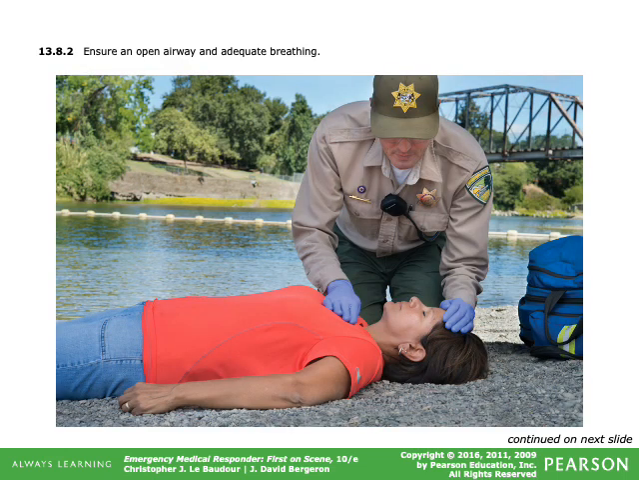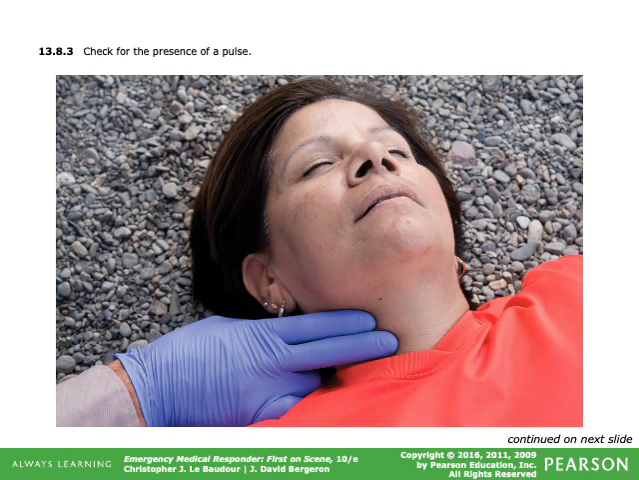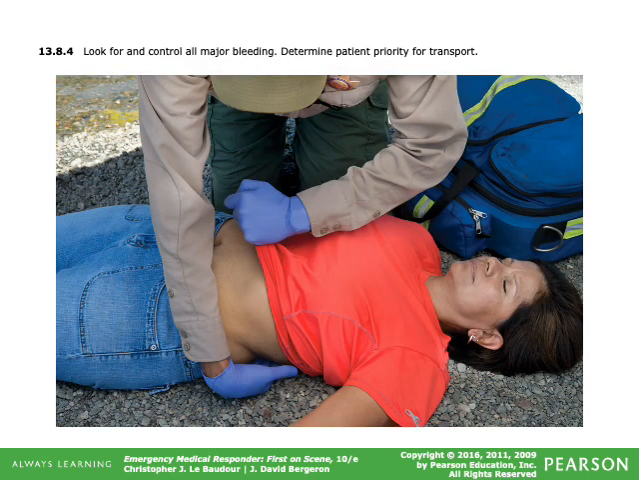You're going to ensure an open airway and adequate breathing. All right, next you're going to check for presence of a pulse. All right, you're going to look for and control all major bleeding. Determine the patient's priority for transport. Again, guys, like I said, your airway, breathing, circulation, and bleeding.